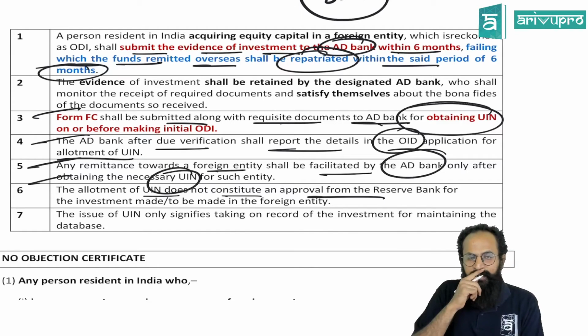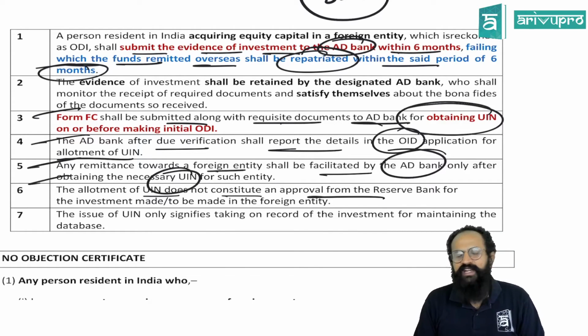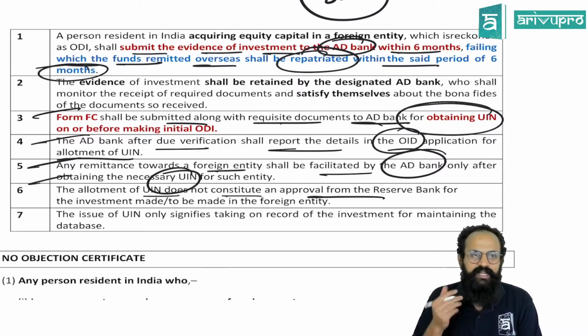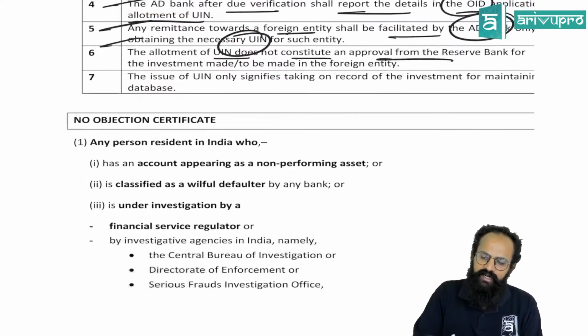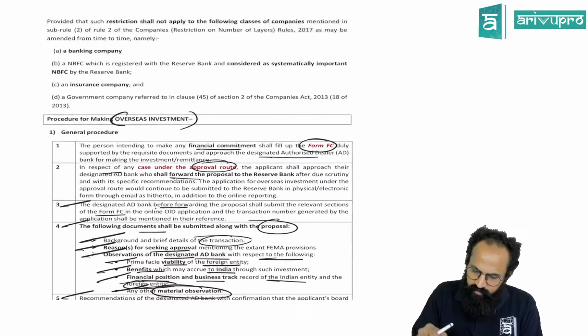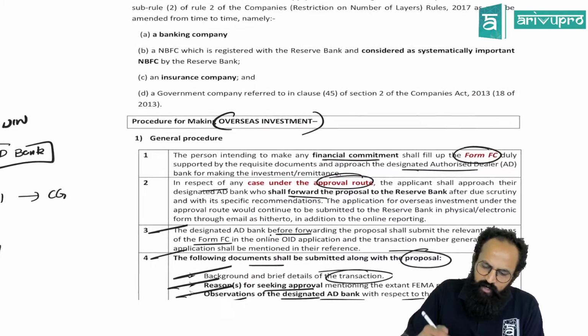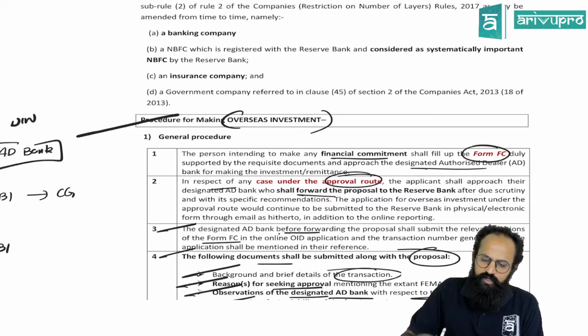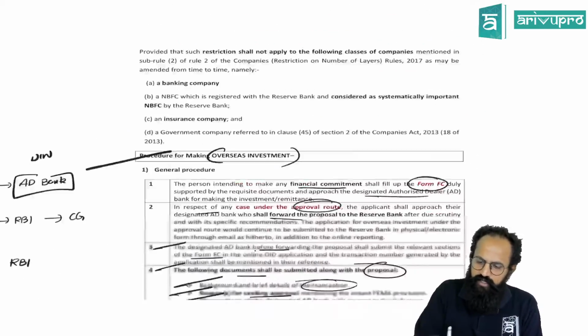This is what I told you. Just because you got UIN, that doesn't mean that you got approvals. Clear? This is one thing, just remember. So we complete the procedure for making overseas investment part. This is also done now.